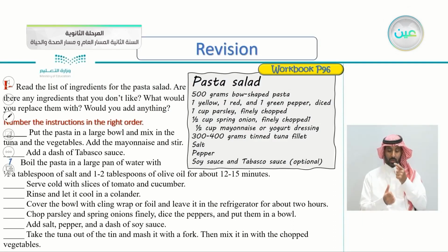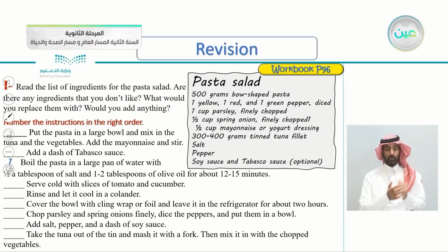Number the instructions. Here we have instructions on how to make a pasta salad. Number the instructions in the right order. If you know how to make a pasta salad, this would be easy for you. Number one is already done for you: boil the pasta in a large pan of water with half a tablespoon of salt and 1 or 2 tablespoons of olive oil for about 12 minutes. Read the rest of the steps and try to come up with the second step, the third step, 4, 5, and so on.